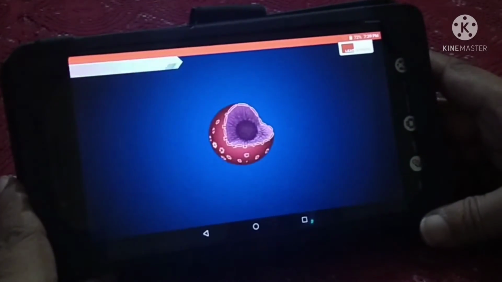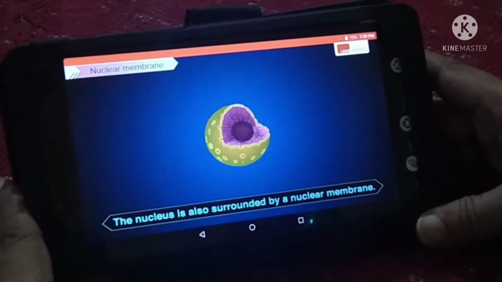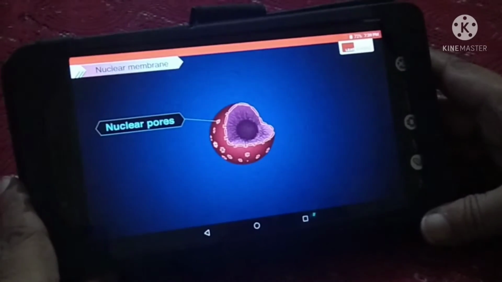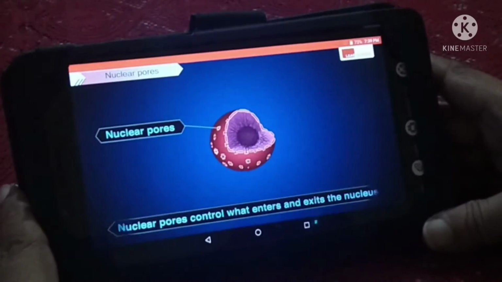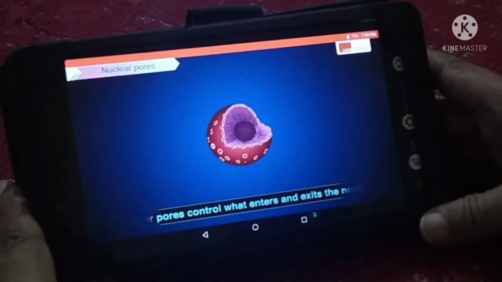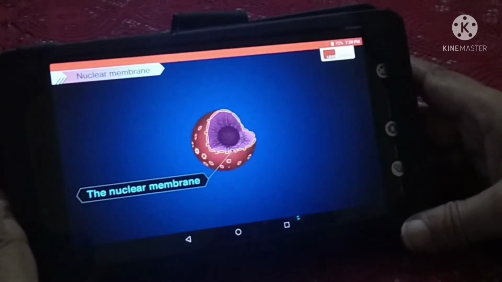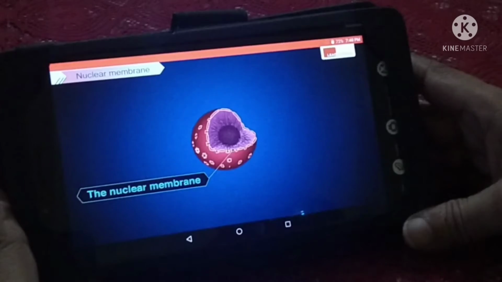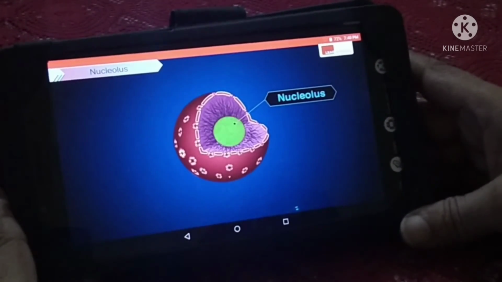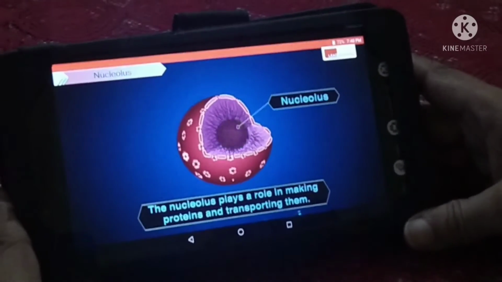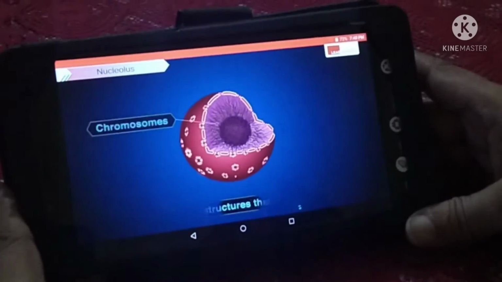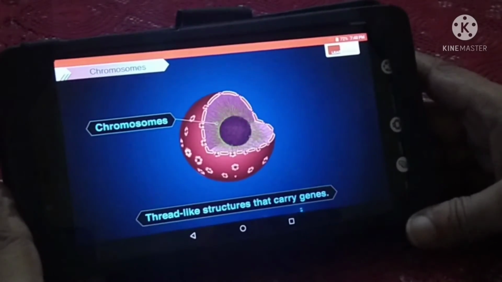Just like the cell, the nucleus is also surrounded by a nuclear membrane. This is a double membrane with pores called nuclear pores. These pores control what enters and exits the nucleus. The nuclear membrane separates the nucleus from the cytoplasm. The nucleus also has a ball-like structure called the nucleolus, which plays a role in making proteins and transporting them. The nucleus also has thread-like structures known as chromosomes.